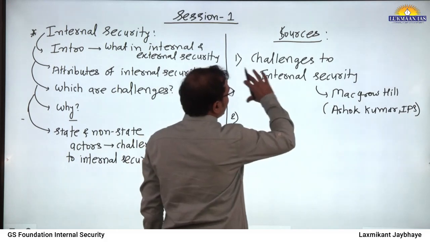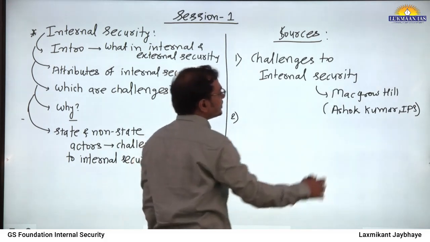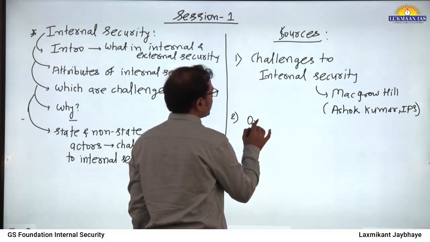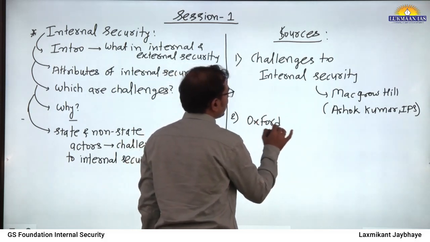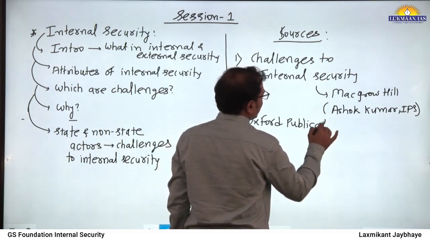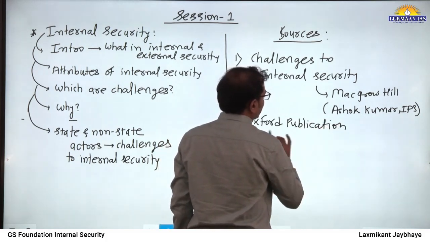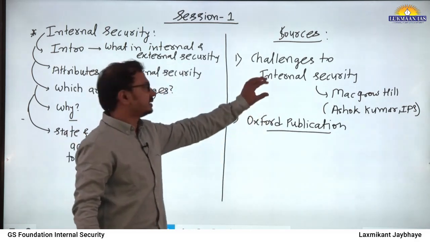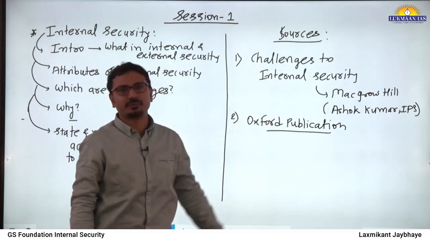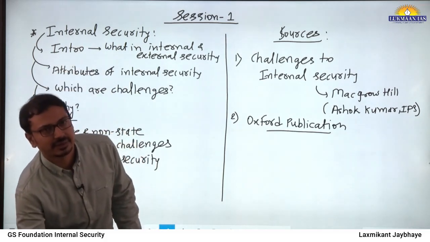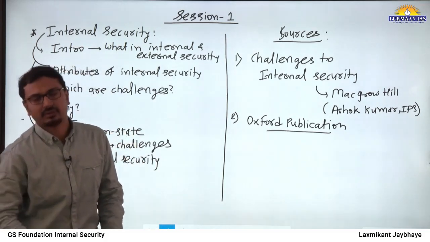Then if you are, let's say, having this book, then it is fine. Then there is one more book by Oxford publication. So you have either of these. Either you have this Ashok Kumar book or this Oxford publication book, because around 80% things will be common between them.